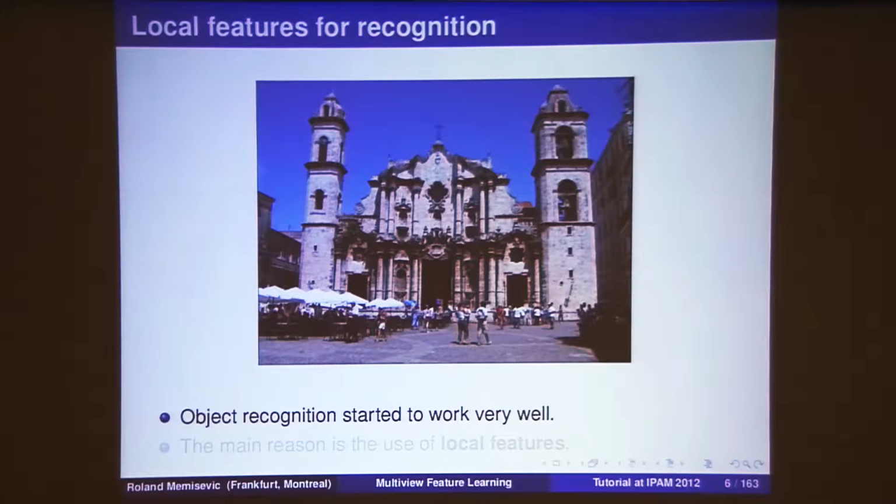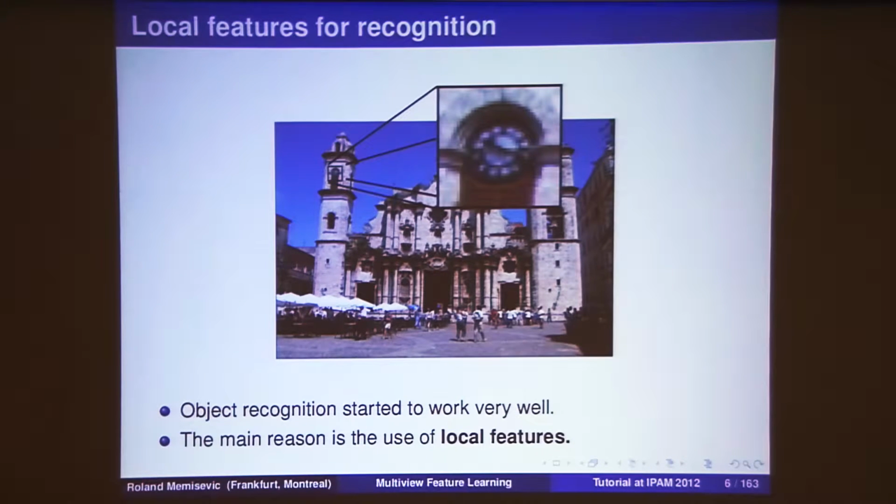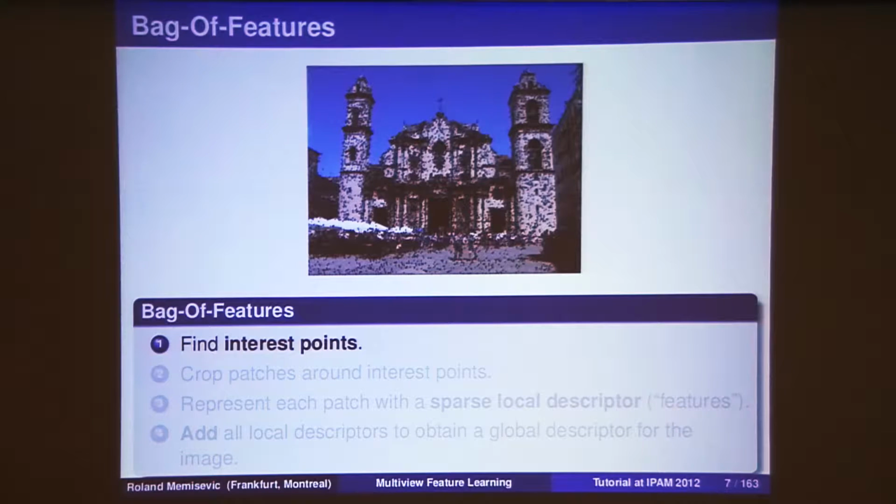So object recognition started to work very well a couple of years ago in the vision community, and the main reason that it started to work is basically that people started to look at local features, right? So you crop little patches from your image and try to represent them in some way, and in doing so you get around problems like occlusions and other invariance problems. And basically, local features are what made object recognition work well.